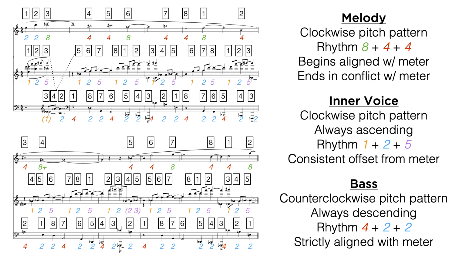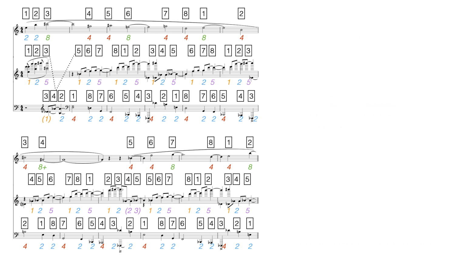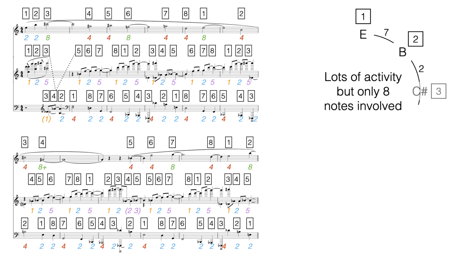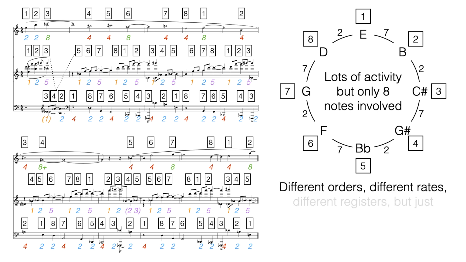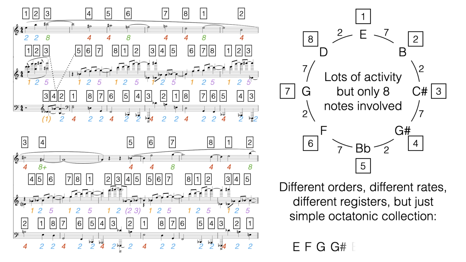I think there are two main reasons for that sense of simplicity and stasis. The first reason is that amid all this activity, only 8 notes are involved. We hear them in different orders, at different rates of speed, and in different registers, but there are still only 8 notes. These 8 notes comprise one of the 3 octatonic collections, that familiar scale of alternating semitones and whole tones.